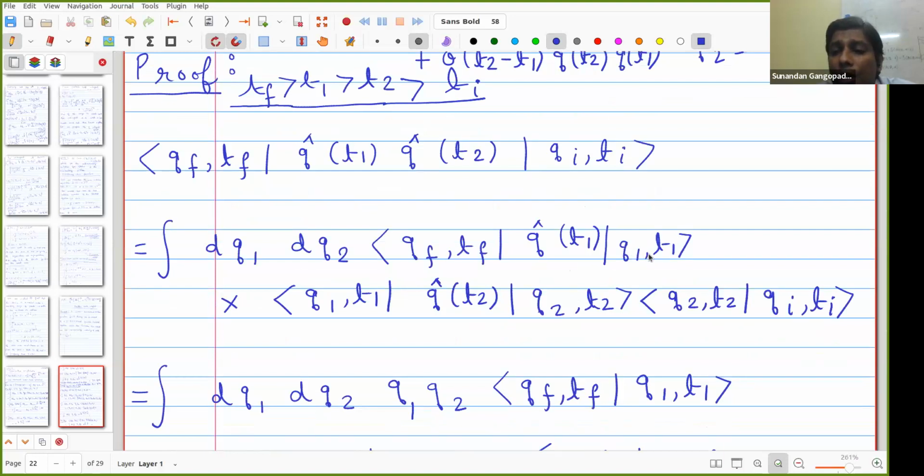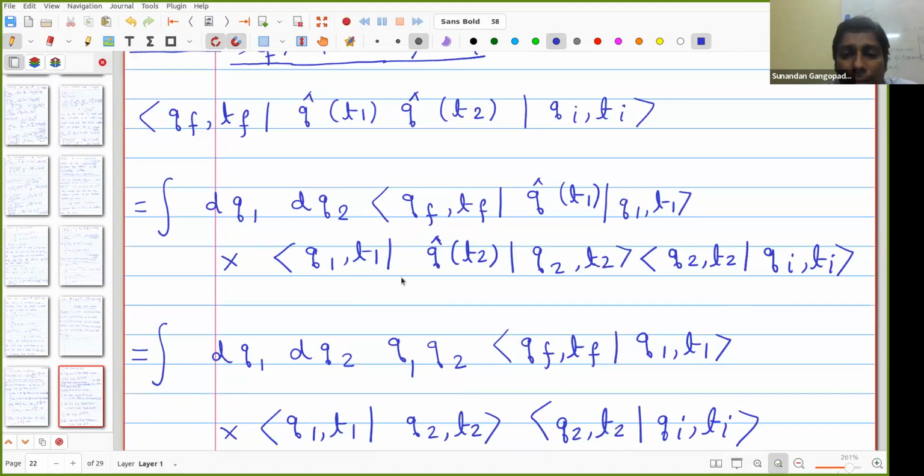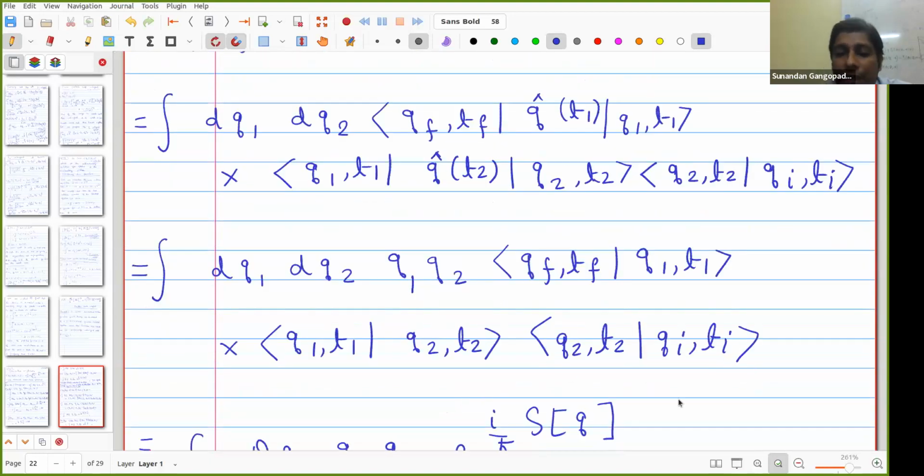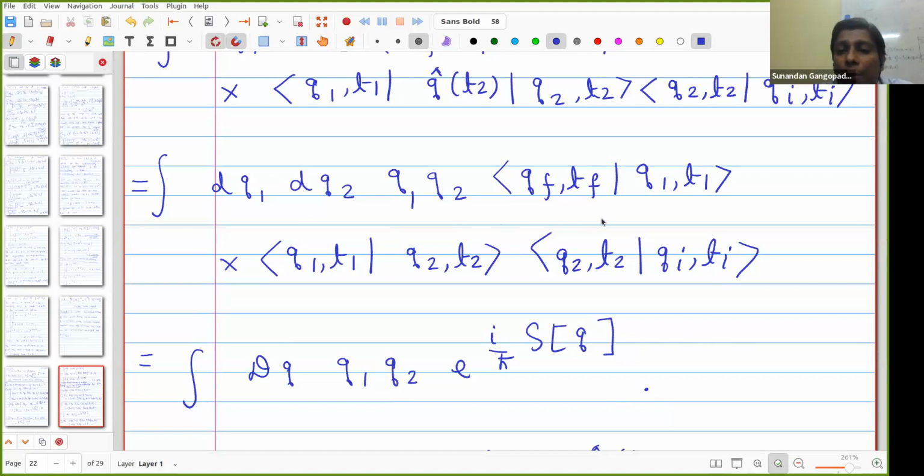Q hat t1 acting on this ket q1 t1 will give you the eigenvalue q1. And similarly, Q hat t2 acting on this ket q2 t2 will give you the eigenvalue q2, where q1 is nothing but q1 at time t1 and q2 is q2 at time t2. These are short notations for those objects. So you have this multiplied by these overlaps. The overlaps are the following: qf tf with q1 t1, q1 t1 with q2 t2, q2 t2 with qi ti. And once again, you can break all these overlaps into path integral forms.